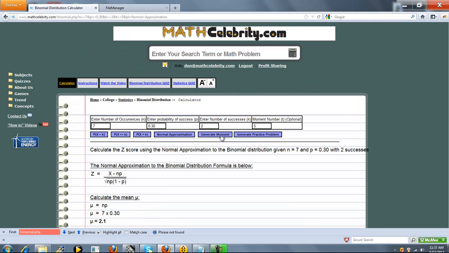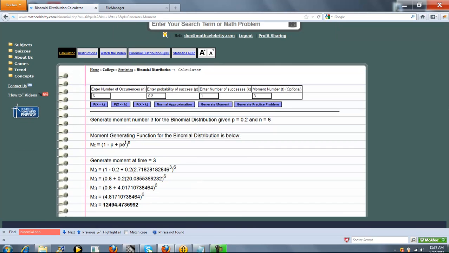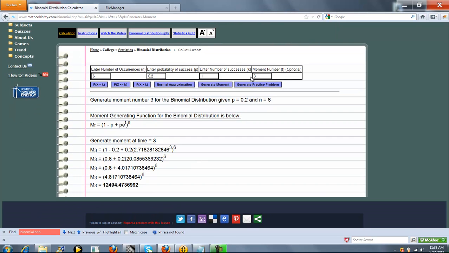Finally, we'll go ahead and generate a moment. Let's generate the third moment. Change this to 0.26 and 1 success. Go ahead and generate the moment. So here's the moment formula at time t, and this time t is this number here that you enter. And again, this entry is only required for the generate moment.